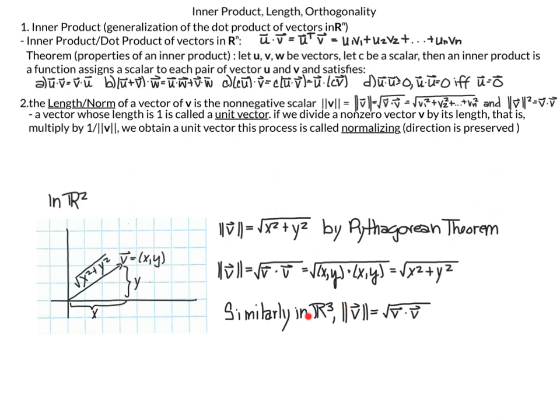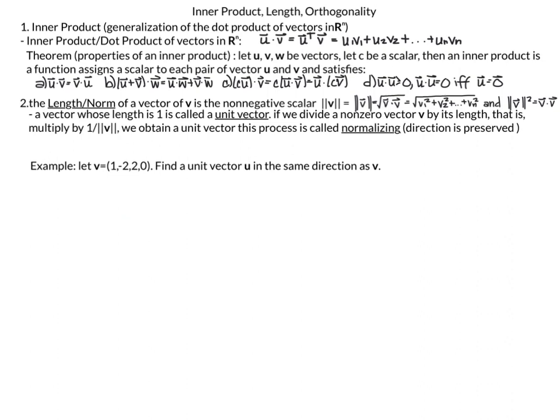Similarly, in R3, we can use the Pythagorean theorem to show that the length of v is equal to the square root of v dot v. Our first example for length: let v equal the vector (1, -2, 2, 0). We want to find a unit vector u in the same direction as v. To get a unit vector in the same direction, we need to divide by its length.